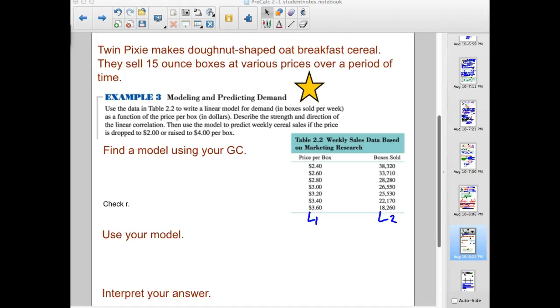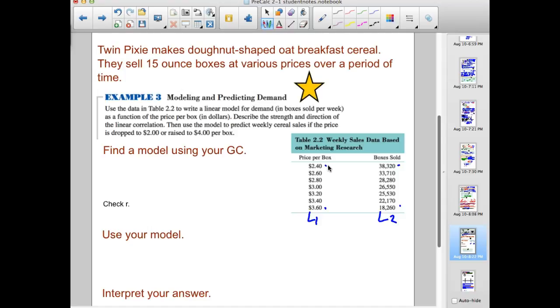Okay, it says Twin Pixie makes donut-shaped oat breakfast cereal. They sell 15-ounce boxes at various prices over a period of time. So looking at our data here, our lowest price is $2.40. Our highest price is $3.60. When we had a low price, we could sell about 38,000 boxes. As we raised the price to $3.60, we could only sell about 18,000. So as the price increases, people aren't as willing to buy it.